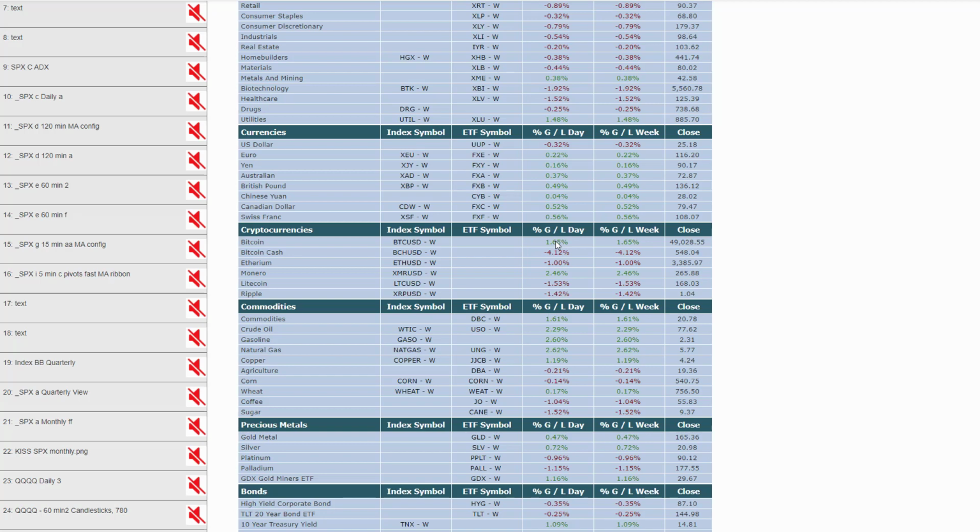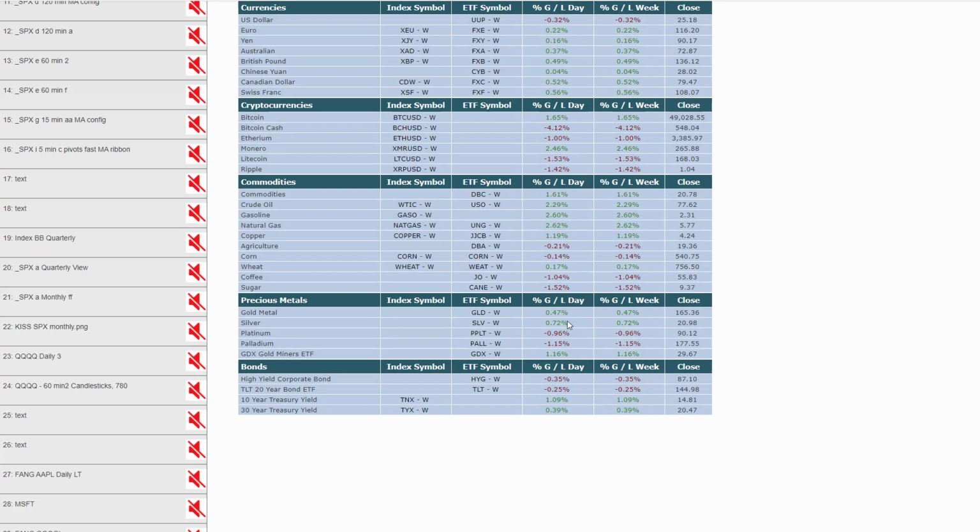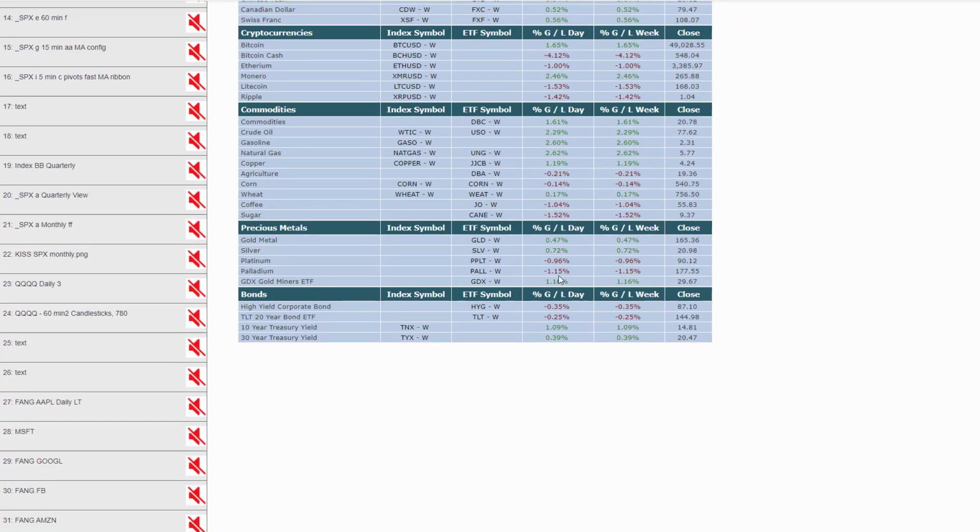Really nice reversal in the cryptocurrencies last week off major support. They essentially had ABC corrections, which I'll show on the charts when we get to them. Commodities, most commodities were to the upside here. Crude oil, nice day. That's been on fire lately. Natural gas up again. Copper up. A little weakness in the ag area. And precious metals were actually up today, believe it or not.